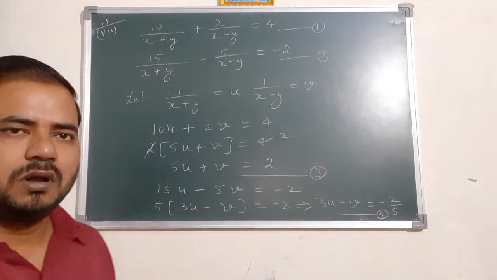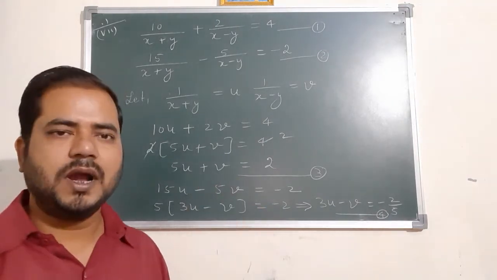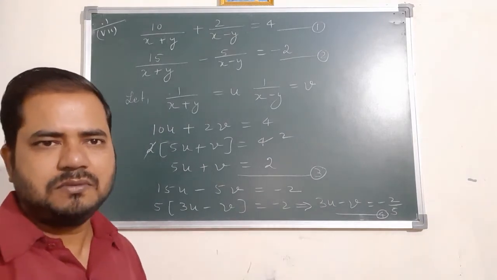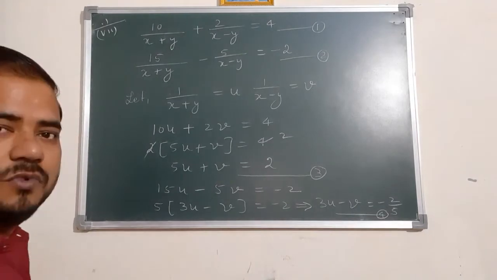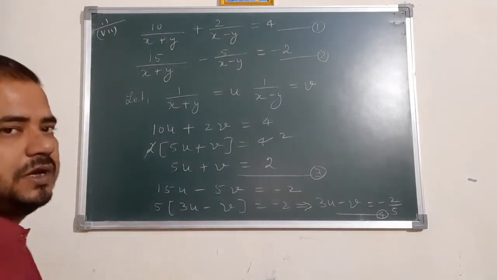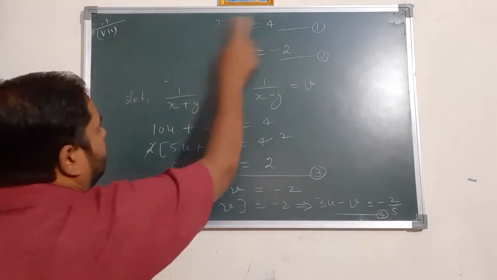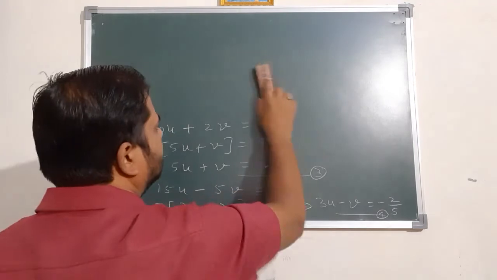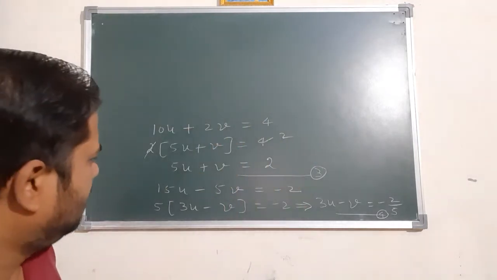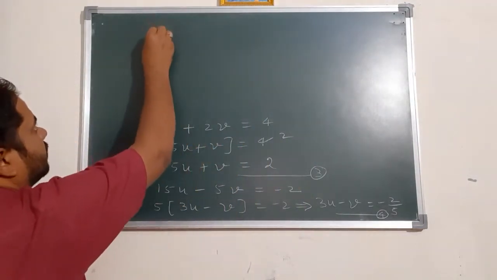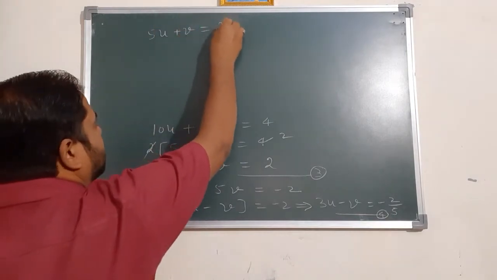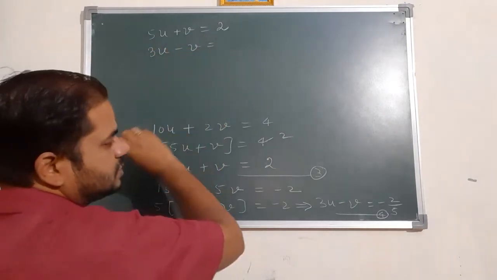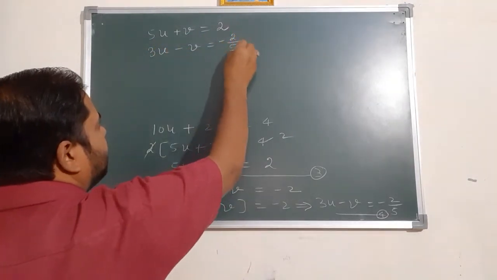Okay, now we solve equation number 3 and 4 for u and v, and then replace the value of u and v, we will get the value of x and y. So I hope you completed this one. I'm just going to erase it. Okay, now see, 5u plus v is nothing but 2, and 3u minus v is nothing but minus 2 by 5.